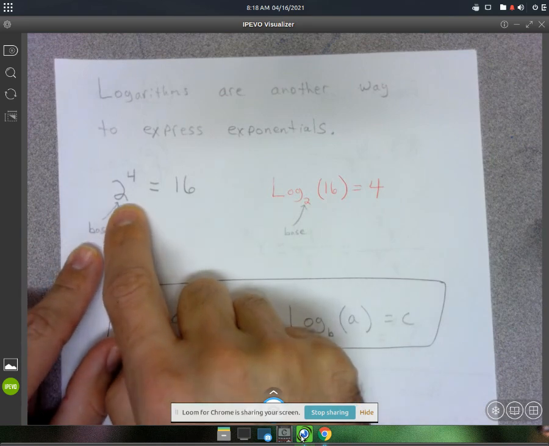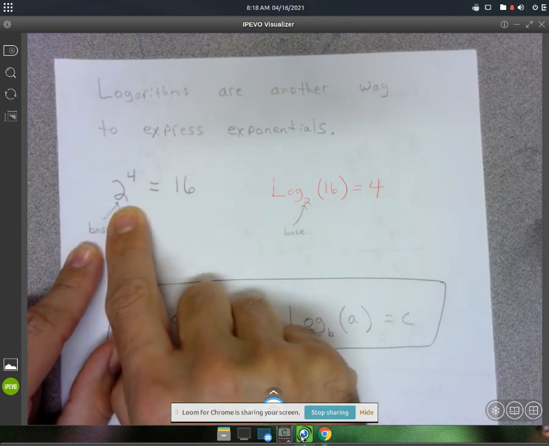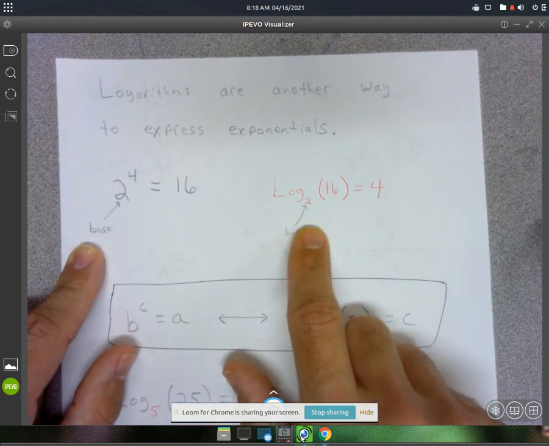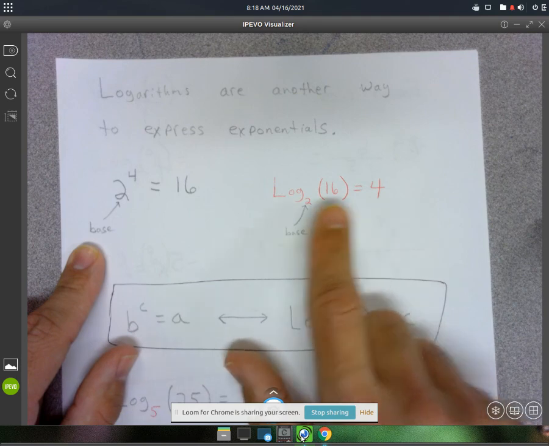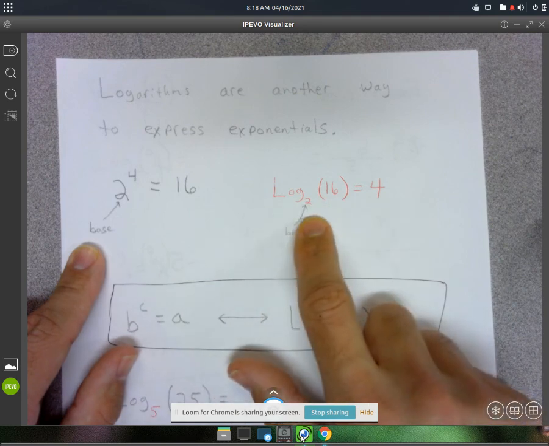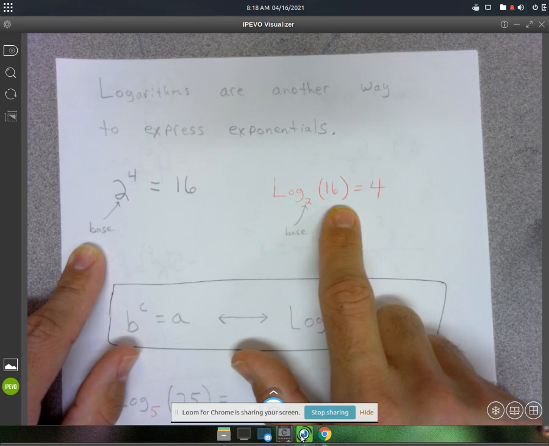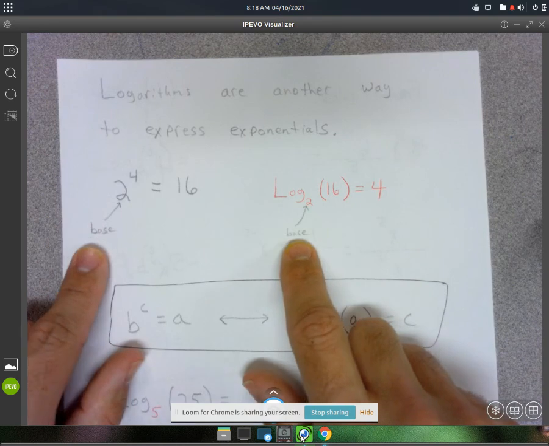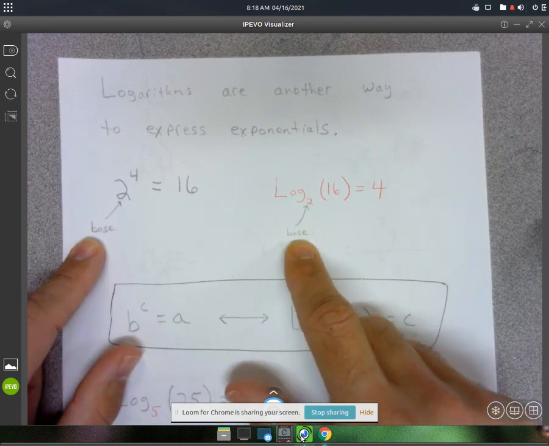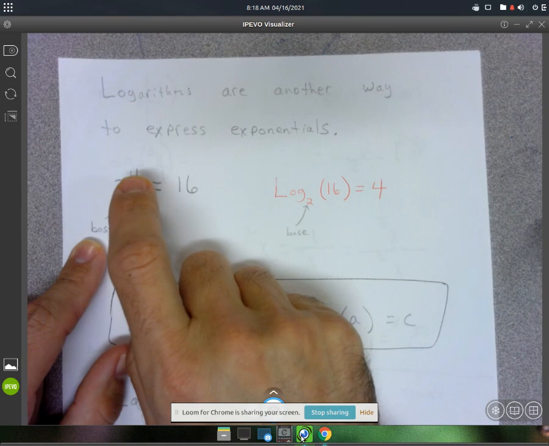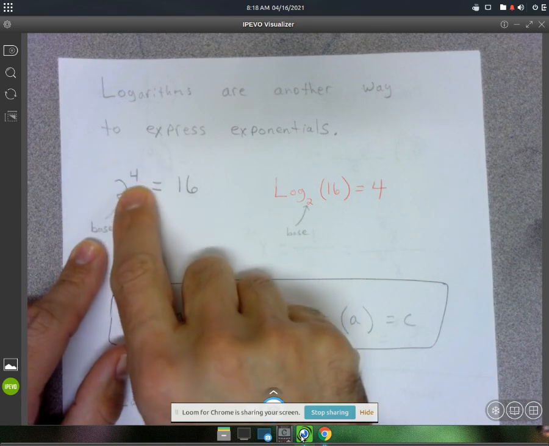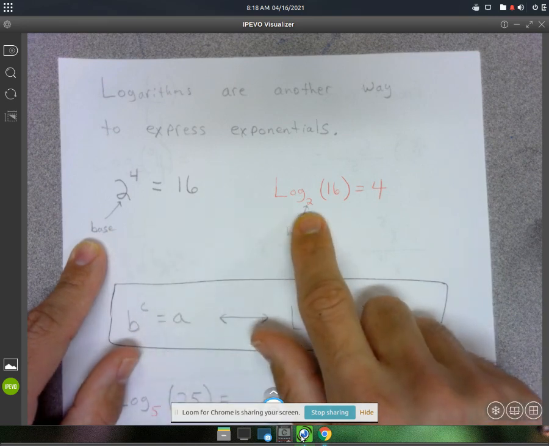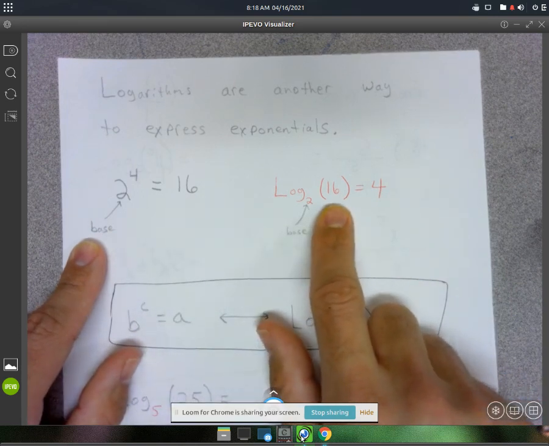But notice here, 2 has always been our base, if you remember that from like 7th or 8th grade, and 4 is the exponent. The way that you would say this expression on the right is, log base 2 of 16 is equal to 4. The base is the only thing that's consistent. But instead of having the base and the exponent and finding the answer, they're giving you the base and the answer, and you have to find the exponent.